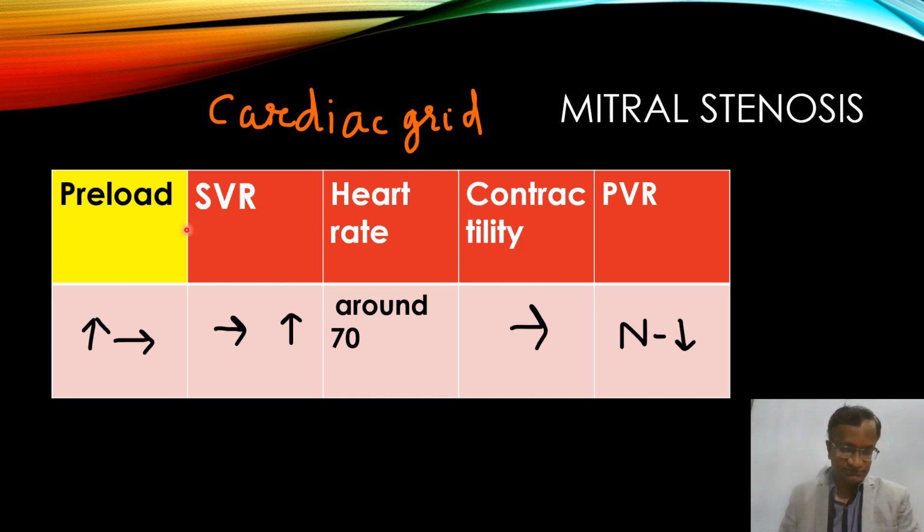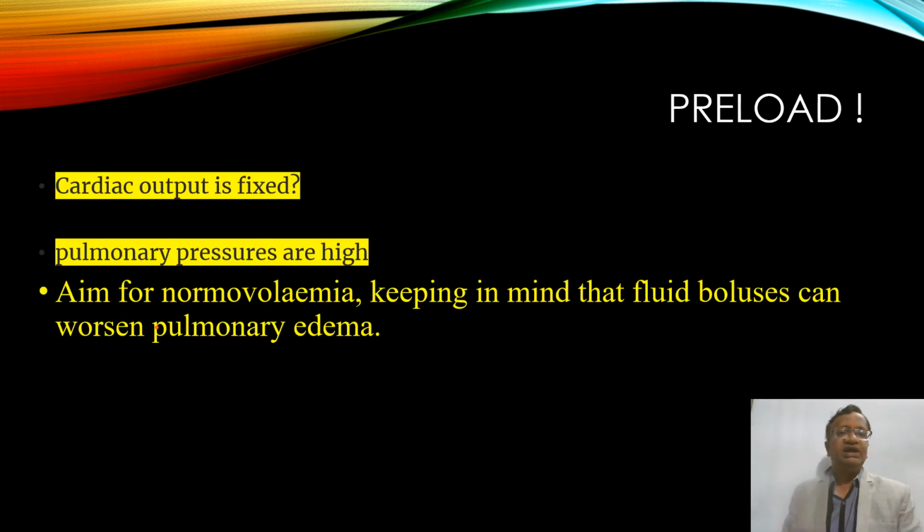Now preload may be slightly increased, or it should not come down drastically. Now you see there is a fixed cardiac output. If you have a preload reduction, for example, the patient bleeds some 750 ml, with fixed cardiac output and preload decreased, the patient will become bad. There is no output. So a decrease in preload is not ideal.